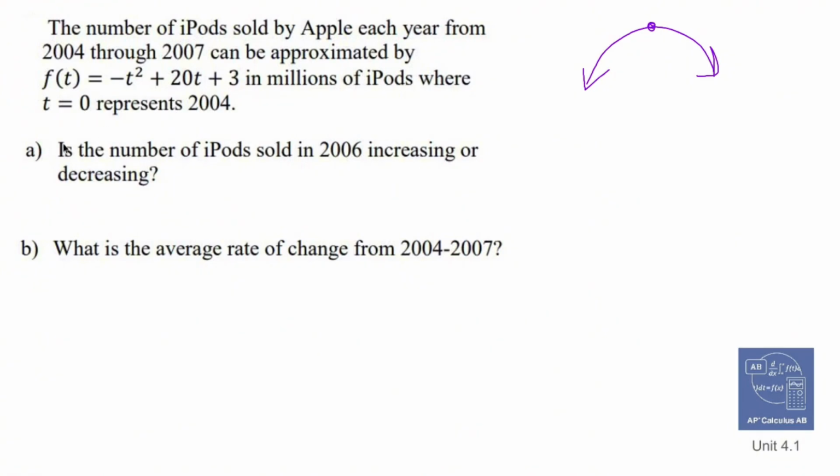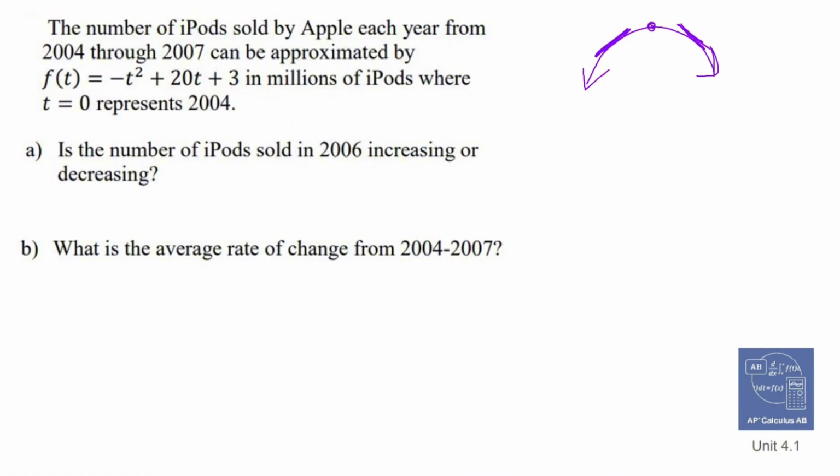All right. A is asking where it's increasing or decreasing. Well, I don't know where it's increasing. I don't know where the vertex is. I could find it, but I'm going to use calculus to do it instead. If I want to know if it's increasing or decreasing, I can just find the slope and see if the slope is negative or positive.